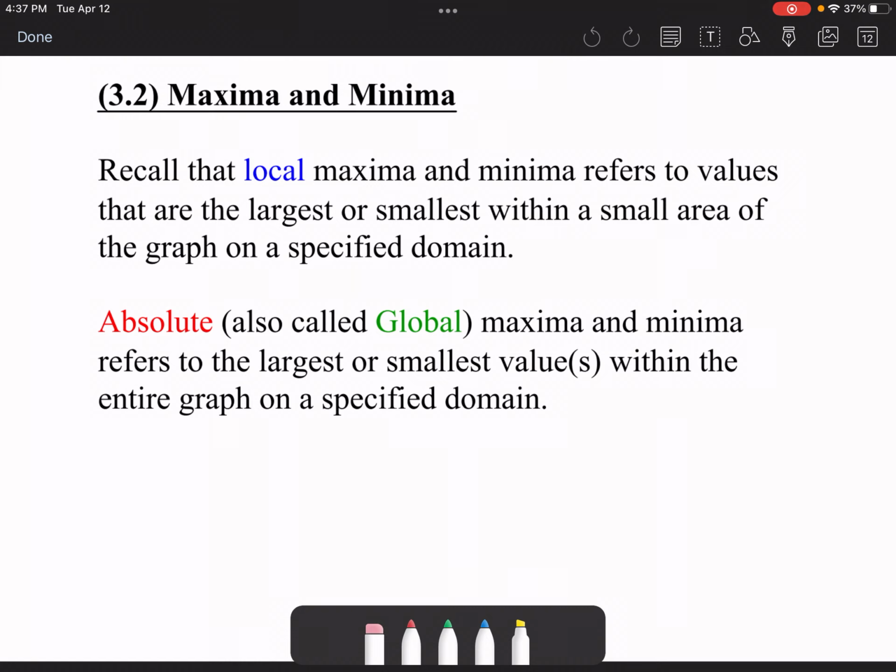So today we're going to first recall what a local maximum or minimum is. When you talk about maxima and minima, you're actually talking about multiple ones. Well, these refer to the values that are the largest or smallest within a small area of the graph or a specified domain. Whereas the term absolute, also sometimes called global maximums or minimums, refer to the largest or smallest values within the entire graph on a specified domain.